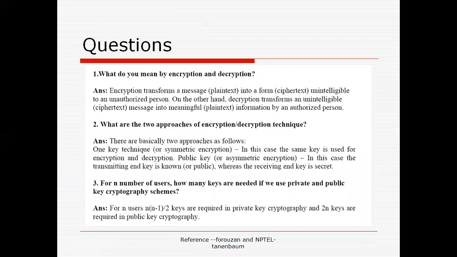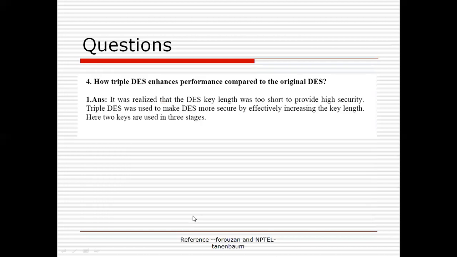So this is what we mean by encryption and decryption. Encryption is a technique where plain text is converted into ciphertext, and decryption is a technique where ciphertext is converted into plain text. This technique is used to secure the communication. The meaning of secured is confidentiality. Confidentiality is a term where only the sender and receiver know what exactly message has been transferred. Now, for a number of users, how many keys are needed if we use private and public key techniques? For n users, n into n minus 1 by 2 keys are required in private key cryptography, and 2n keys are required in public key cryptography techniques.